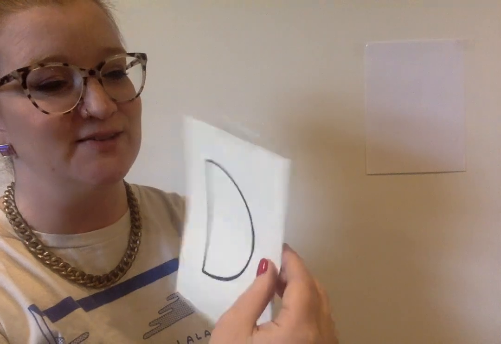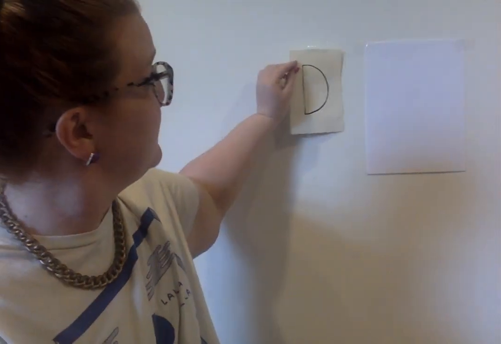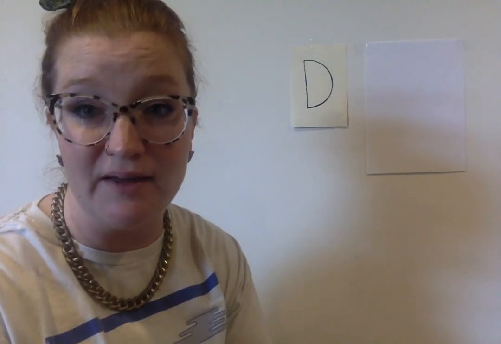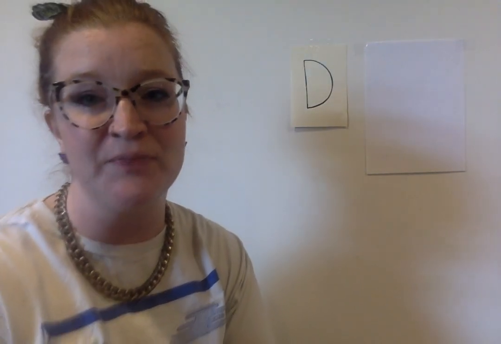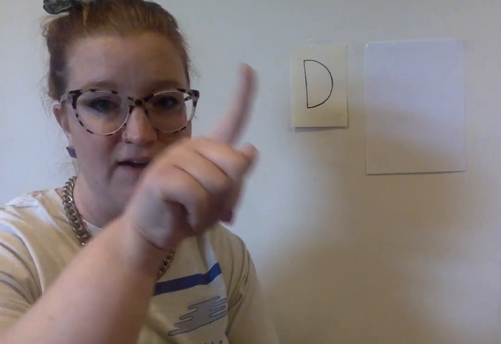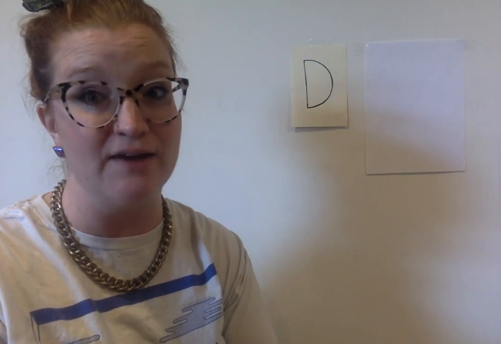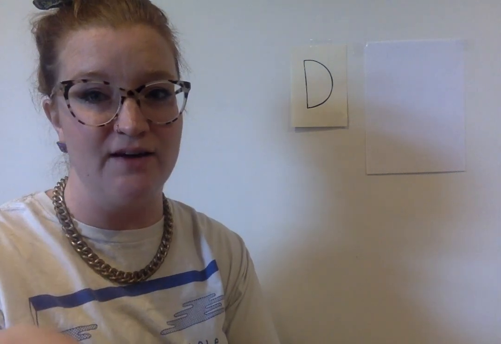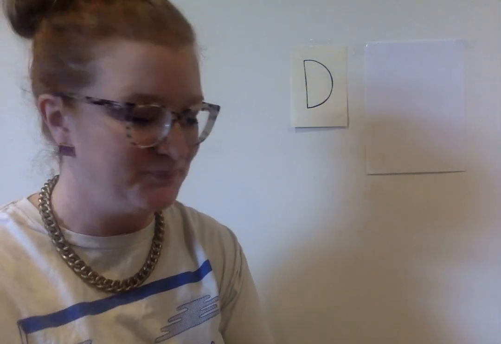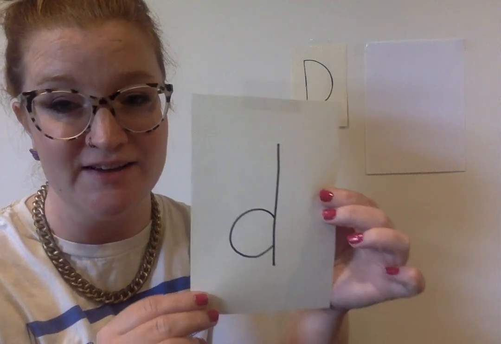Perfect. So I'm going to put uppercase D on the wall next to me, and you can make it in the air. So let's do it together. We're going to make a straight line down and then a curvy line going around connecting. Great job. Let's do that one more time together. Straight line down, curvy line connecting. Great job.